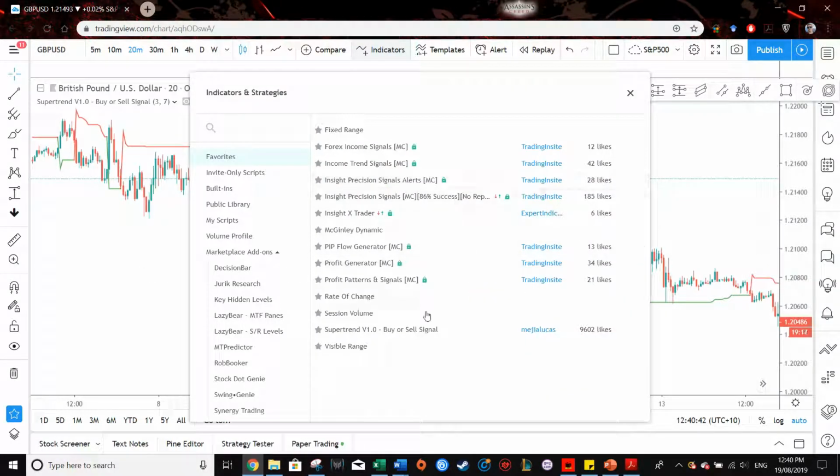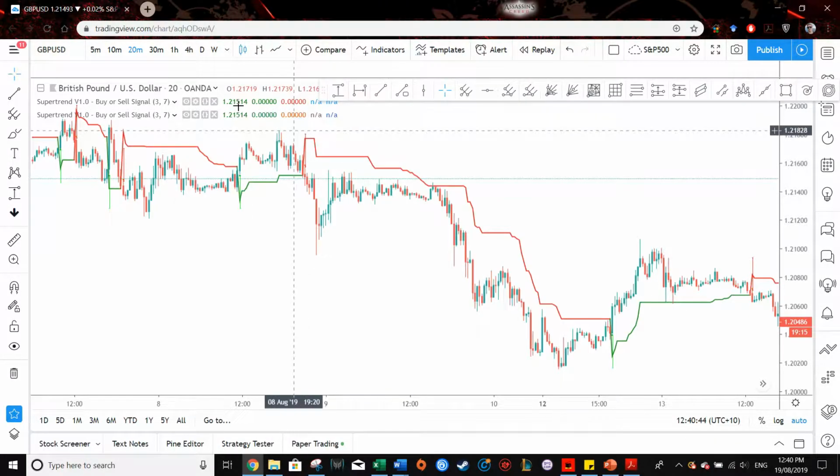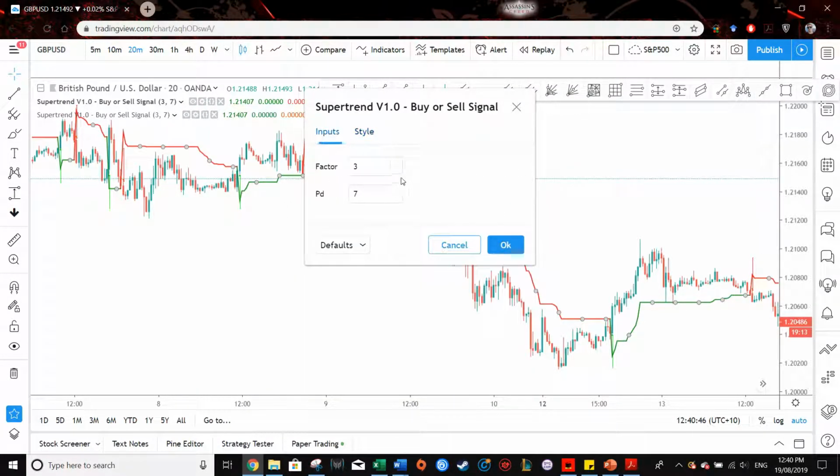Oh, by the way, you can change the period on this, the settings. So if you click the settings, inputs, you basically set a factor of 1 or 2. That's up to you.